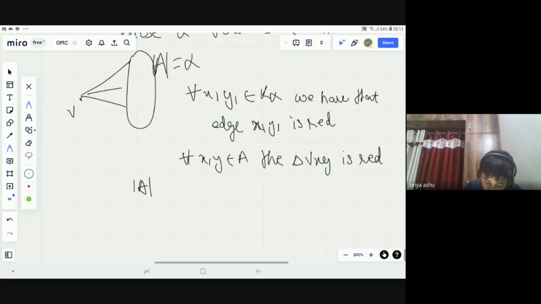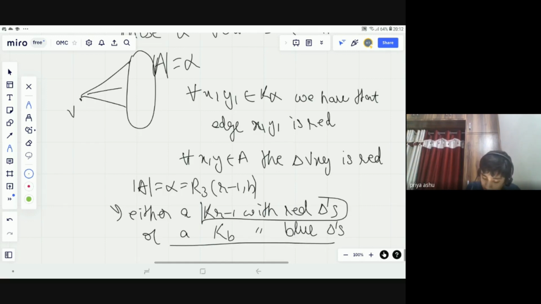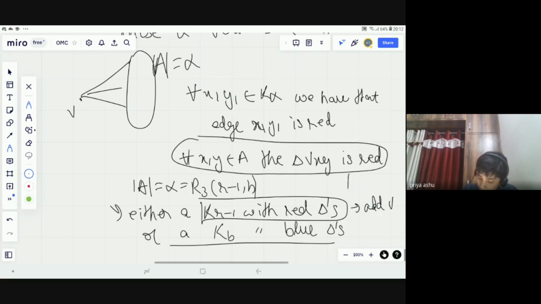And as A had size alpha, which we defined to be R3 of R minus 1 comma B, A has either a K R minus 1 with red triangles or a KB with blue triangles. If it has a KB with blue triangles, we are done. If it has a K R minus 1 with red triangles, we can add V. And because of our previous reasoning and this statement, we have a KR with red triangles. Is this proof clear? Are there any questions with this proof?